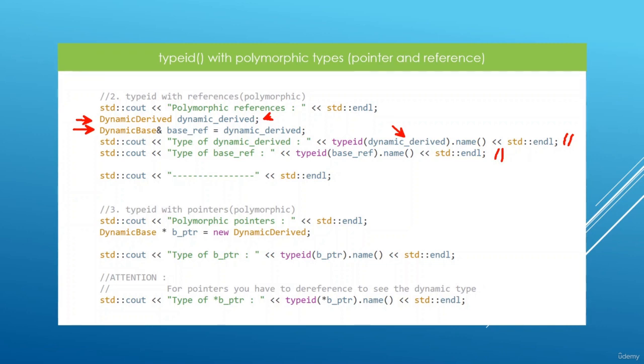We can also use this with pointers. We can set up a base pointer, which is going to be managing a derived object in memory. We can print the type ID of the pointer directly, but this is not going to give us dynamic binding results because if you don't dereference the pointer, you will just get a static type of the base pointer here. But if we dereference the pointer before we pass it through typeid, this is going to give us a dynamic type. This is something you need to be aware of.